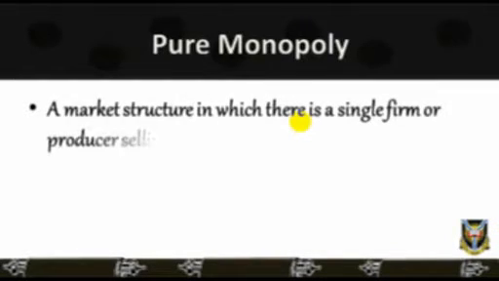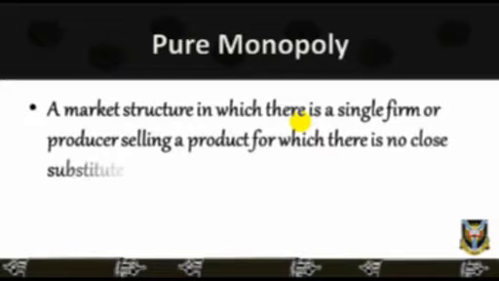Pure monopoly. This is a market structure in which there is a single firm or producer selling a product for which there is no close substitute. Since the firm has no rival producers or sellers, it therefore constitutes the entire industry for the product, and the demand curve for the product is the market demand, which will slope downwards from left to right.